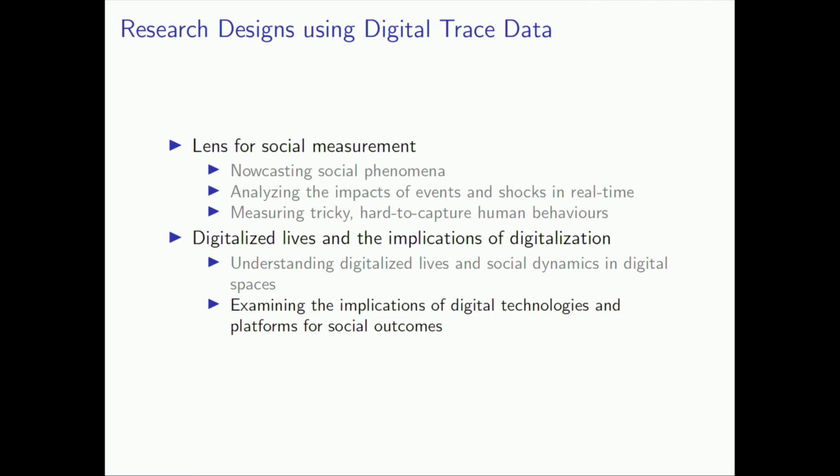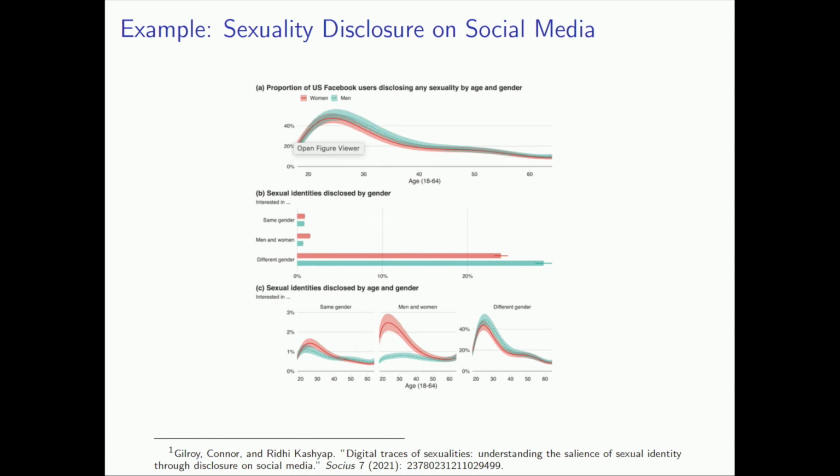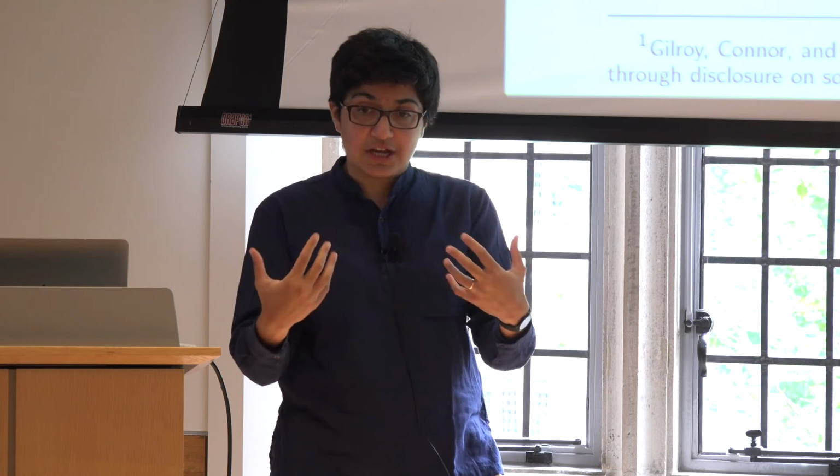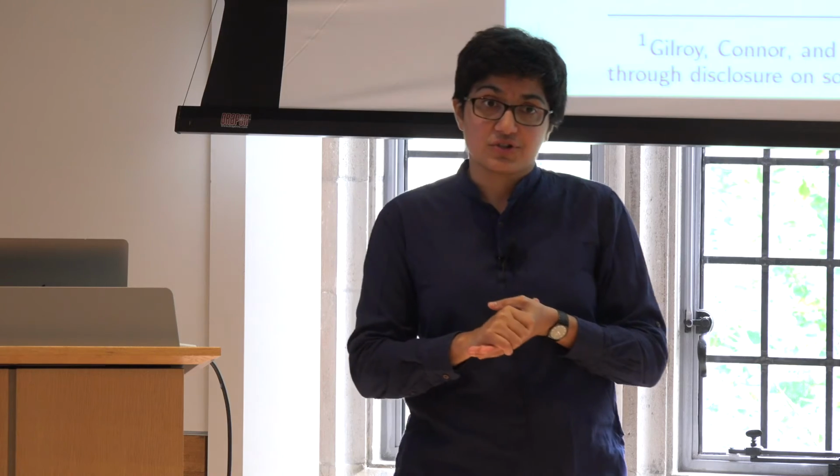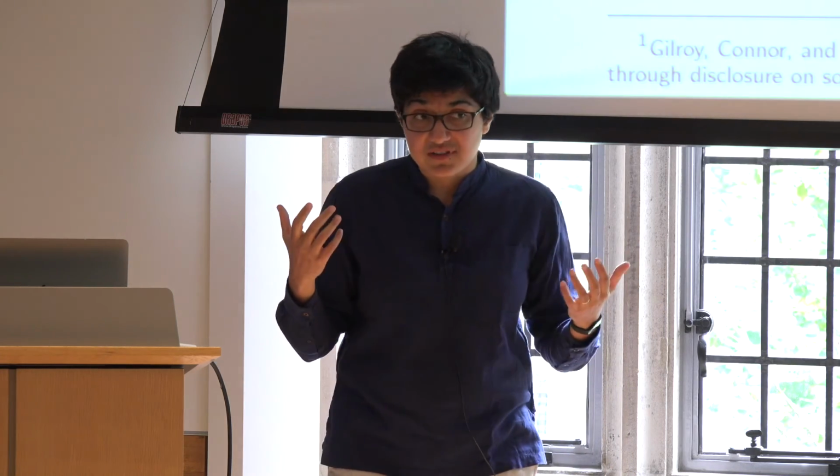So in the first example, thinking about digitalized lives and social dynamics in digital spaces, which digital trace data can help us do, in some of the work that I've done with colleagues, we used Facebook's marketing API to look at sexuality disclosure by demographic characteristics on social media. Facebook, through its marketing API, provides aggregate counts of users based on different characteristics that you can see on profiles. And of course, a key measure on a Facebook profile is your own gender, but also who you're interested in, right? And the general interpretation of being interested in someone, at least what the qualitative literature shows, is that it's used as a sign of signaling someone's sexuality.